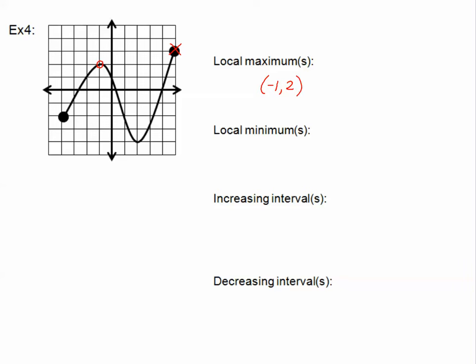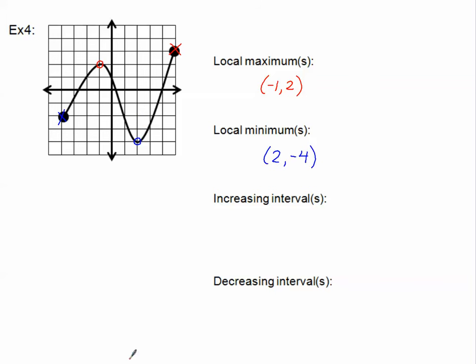Same sort of thing for the local minimum. We have the bottom of a valley right here. This is not a local minimum because a local minimum has to turn from decreasing to increasing, and this is not because it stopped. It's not going from decreasing to increasing. Not a local minimum. So this ordered pair 2, negative 4 is the only one.